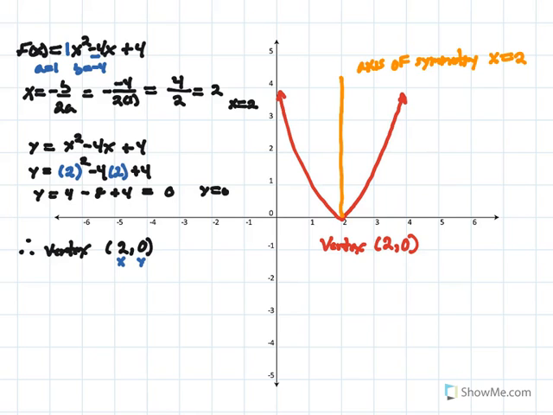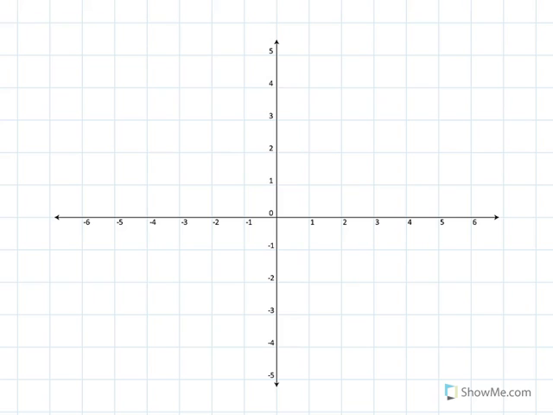Okay, so that is how you do that. So let's do one more example. Okay, let's look at one more example, just so you know how to do this.